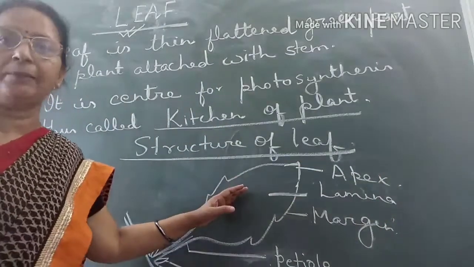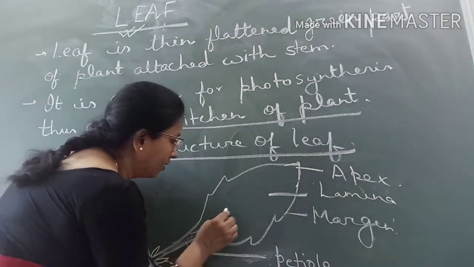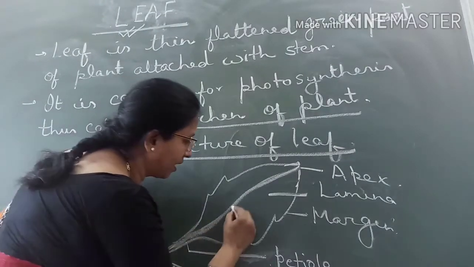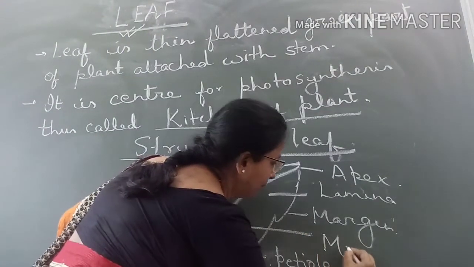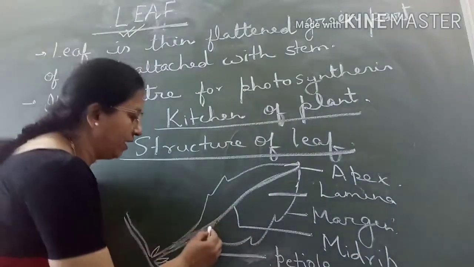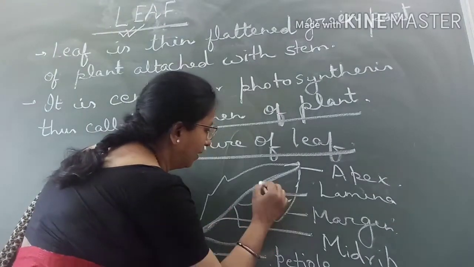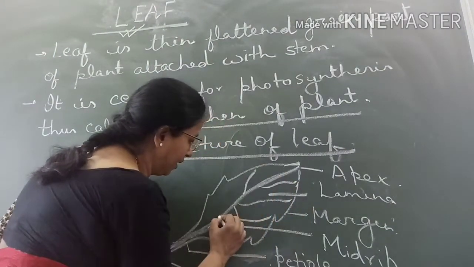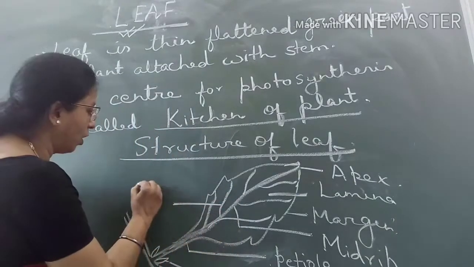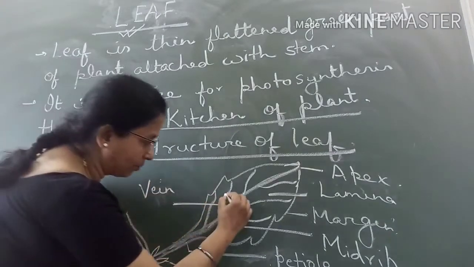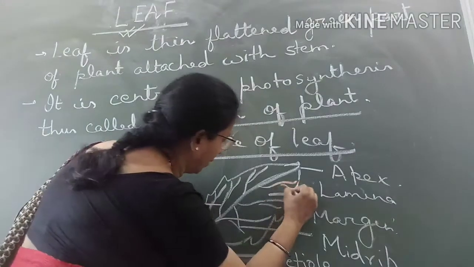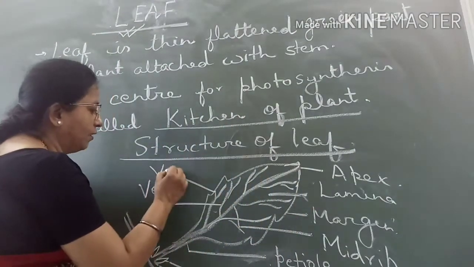When you see the lamina, you will find a darkened structure here. What is the name of this darkened structure? This is called the midrib. And after that you will see a large number of such structures emerging out from the midrib. These structures are called veins, and from the veins you will find some more structures coming out, and these are called veinlets.